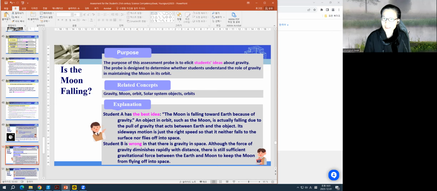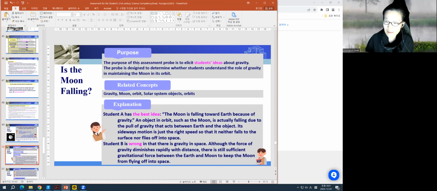Gravity, orbit, solar system, space, and explanation. Which one is correct? The girl is correct, right? Why? Student A has the best idea. The moon is falling toward the earth. Then the next probing question could be, in that case, why isn't the moon hitting the ground?